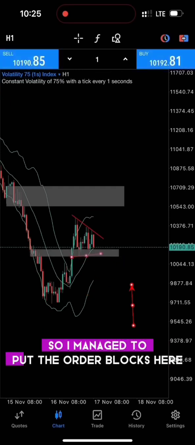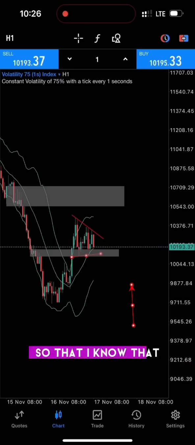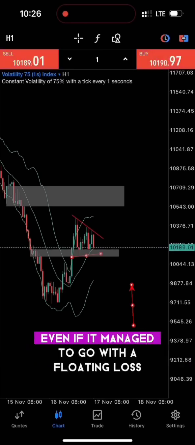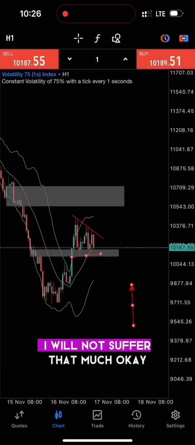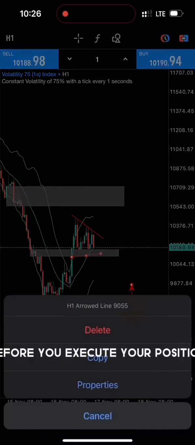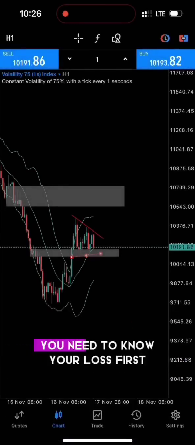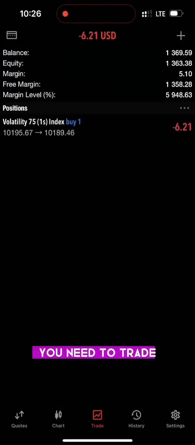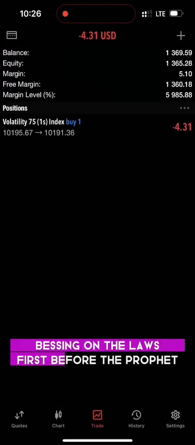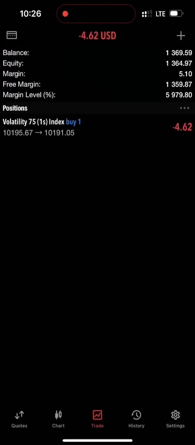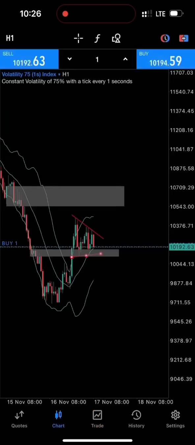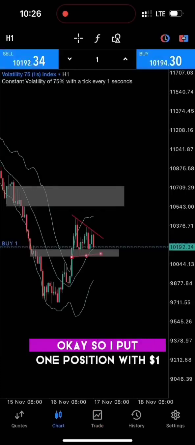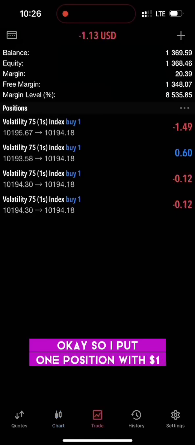So I managed to put the order blocks here so that I know that even if it goes with a floating loss, I will not suffer that much. Okay, so as a trader, before you execute your position, you need to know your loss first before you know your profit. You need to trade basing on the loss first before the profit. Okay, so I put one position with $1.